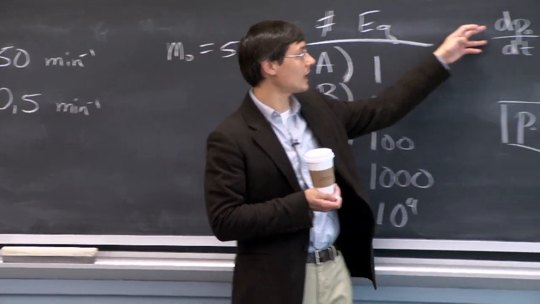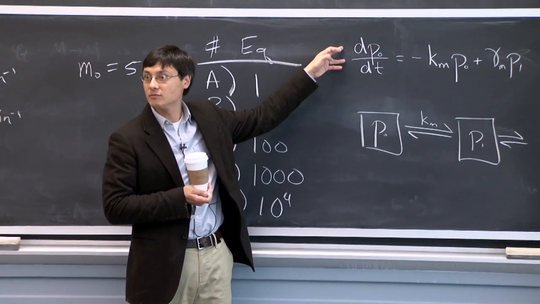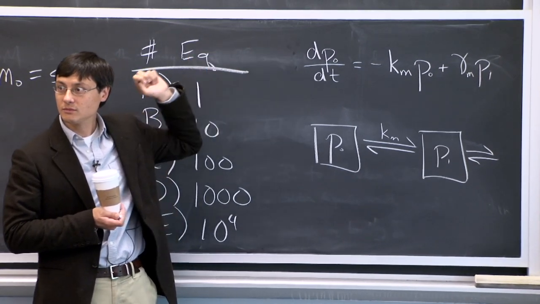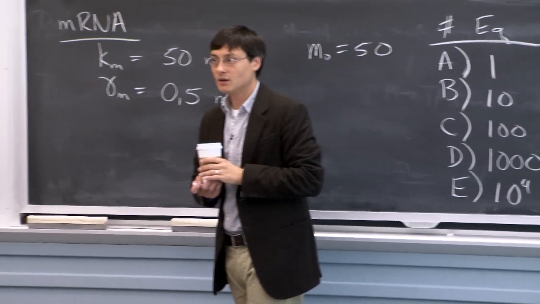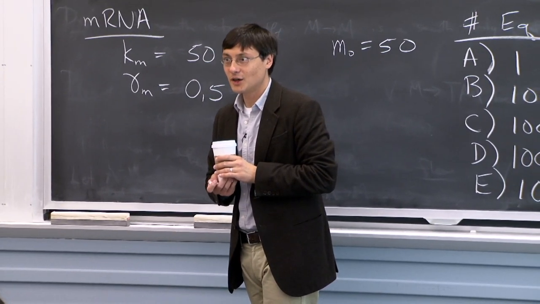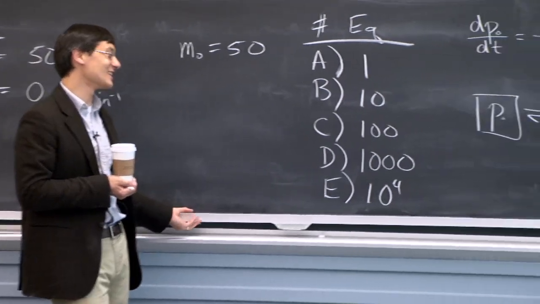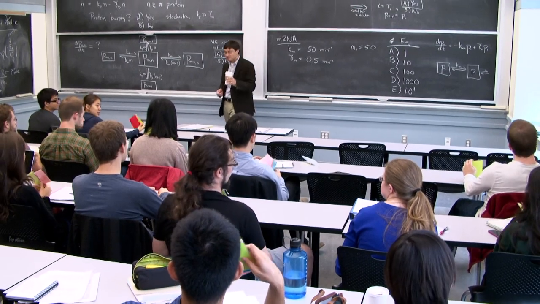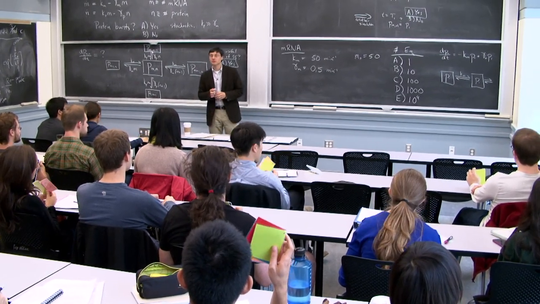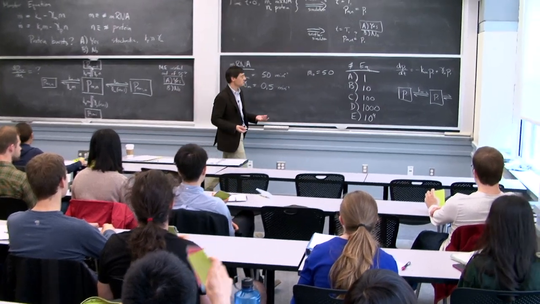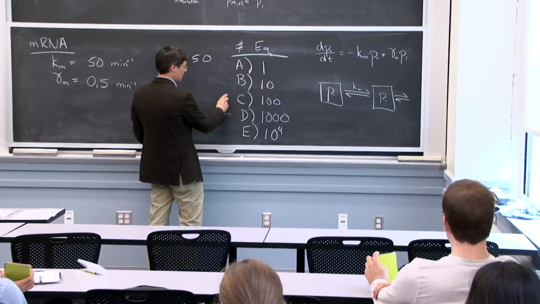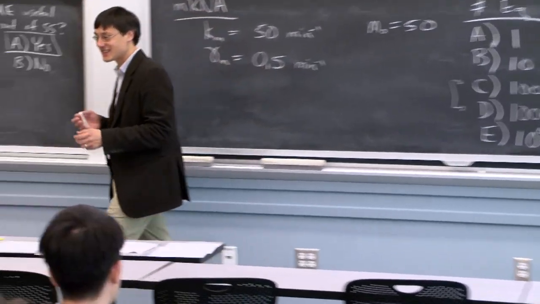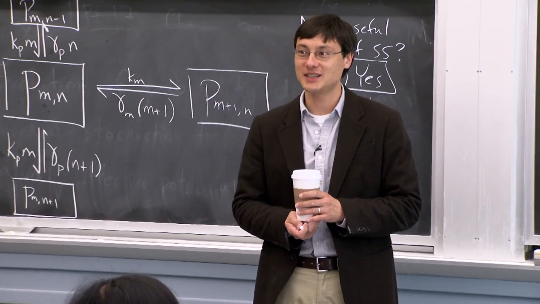The question is how many of these equations should we simulate? Okay, let's just see where we are. Ready? 3, 2, 1. Okay, I'd say that we have basically between C and D. I would say some people are maybe more careful than I am. Can one of the D's maybe defend why they're saying D?